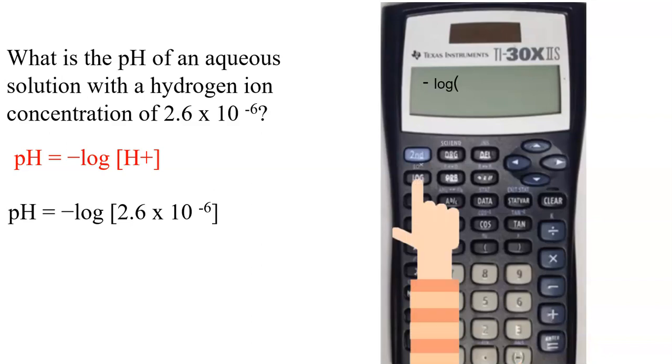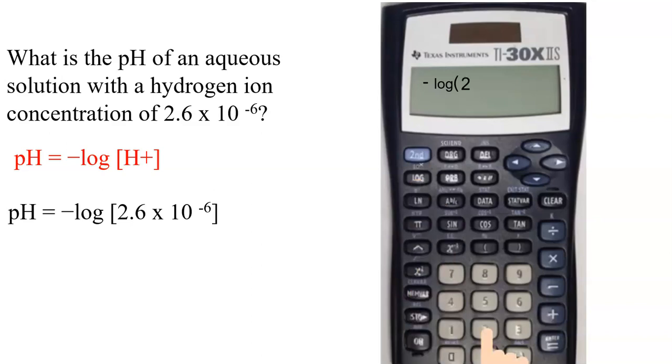And then all we have to do is hit the log button. We don't have to hit the second function for anything. And then just type in the scientific notation, 2.6. And then remember second function, double E key, and then just type in the exponent. In this case, the exponent's negative, so negative 6, close parenthesis, hit equal, and then that's going to give you the answer. The answer for this problem is, the calculator says 5.58.